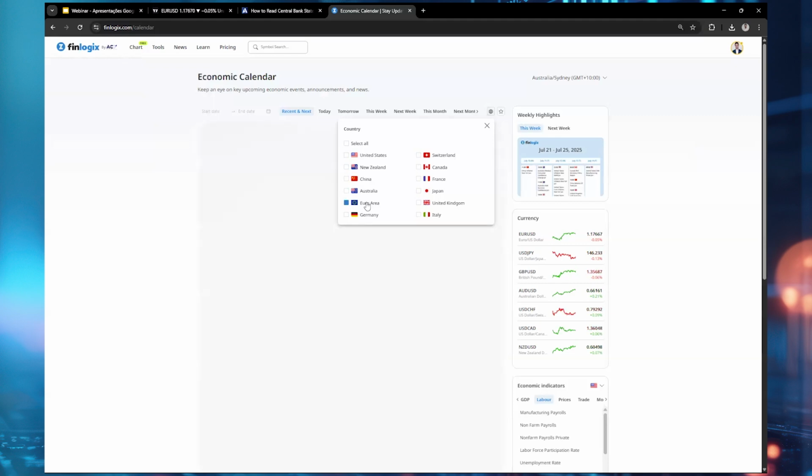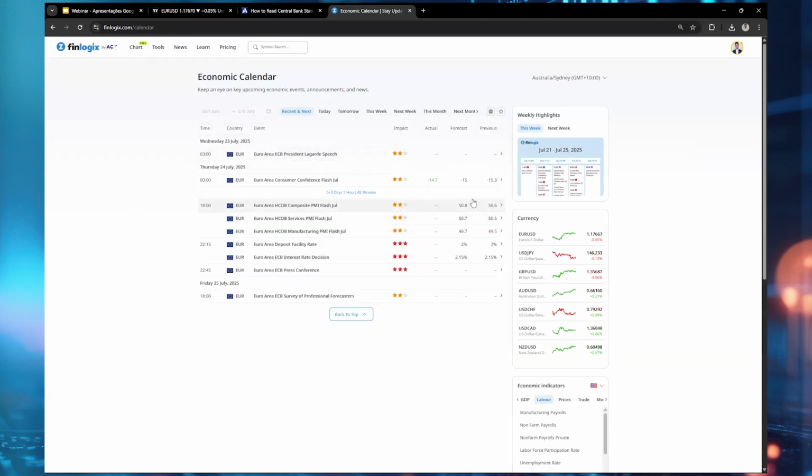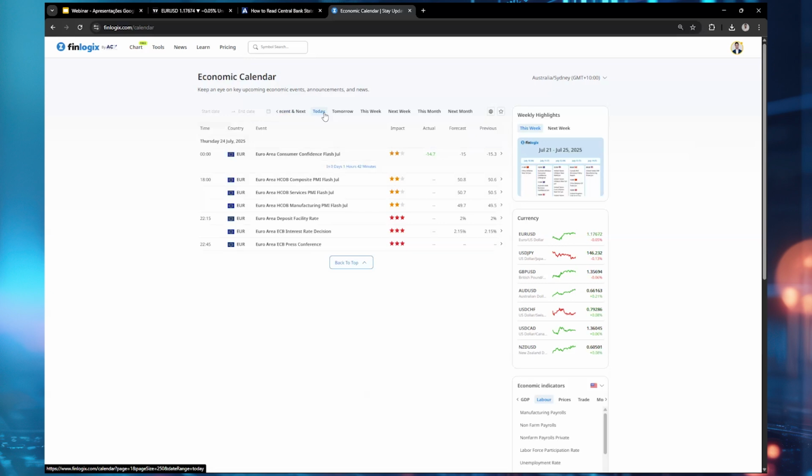Let me just change it to euro area only, and we can see today. There we go. So you can see the last three lines over here at 10:15 p.m. We're going to get the euro area deposit facility rate interest rate decision, and then 30 minutes after, at 10:45, we get the ECB press conference. A few things are very important. The first one is to look at the previous and look at the forecast. It's exactly the same.